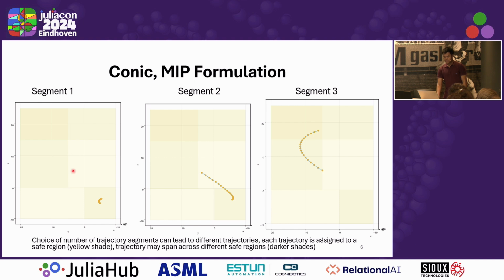The mixed integer aspect of this problem is basically: given a number of segments, how would you allocate those segments to different safe regions? Once you've got that allocation right, then you get the trajectory from your start position to end position. Other than that, you just let the optimizer run, and it should come up with the solution automatically.